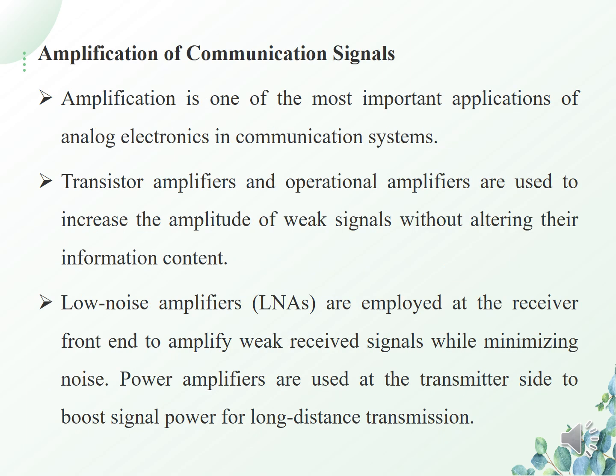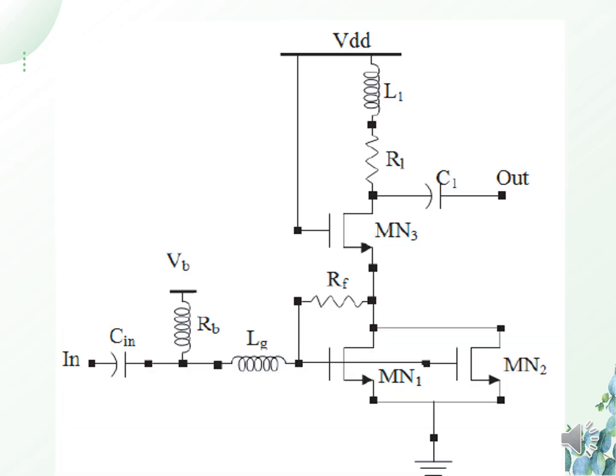So next is the amplification of communication signals. As we know, when we are transmitting signals over longer distances, these signals are received at the receiver as weak signals. So it is necessary to amplify these signals. Also, these signals have some type of noise added at the channel. So this noise is suppressed and only the required signal is amplified with the help of low noise amplifiers. And these low noise amplifiers are nothing but analog electronic circuits. So this circuit shows a simple amplifier which is used in communication systems.